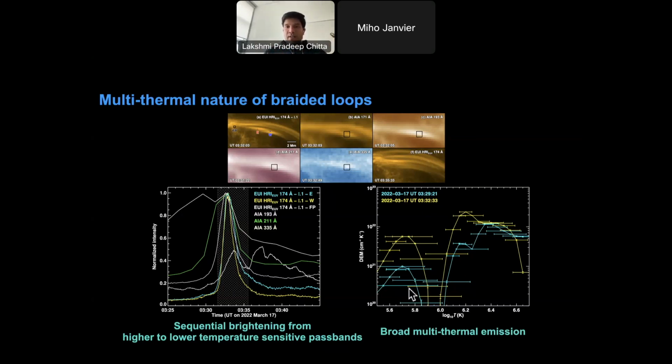In this particular graph, what I'm showing is how much emission there is along the line of sight in a given temperature bin. And the distribution shows that this particular patch here has a very broad thermal response from log T of 5.6 to 6.6. So we are talking about some 300,000 Kelvin to nearly 3 to 4 million Kelvin temperatures.